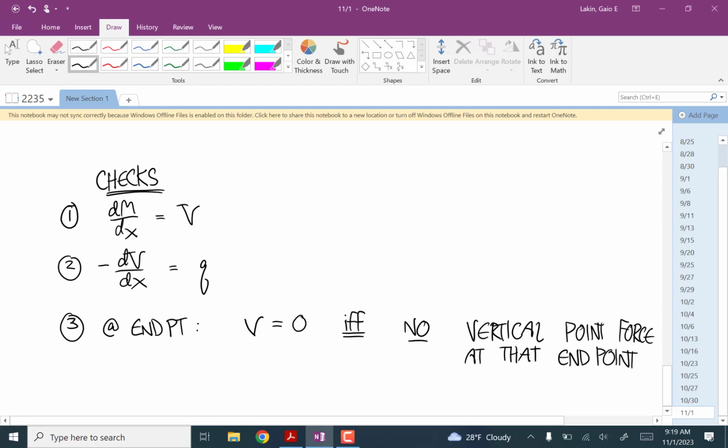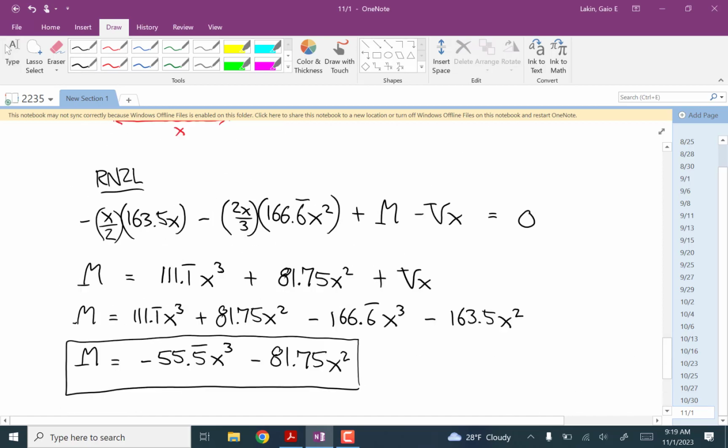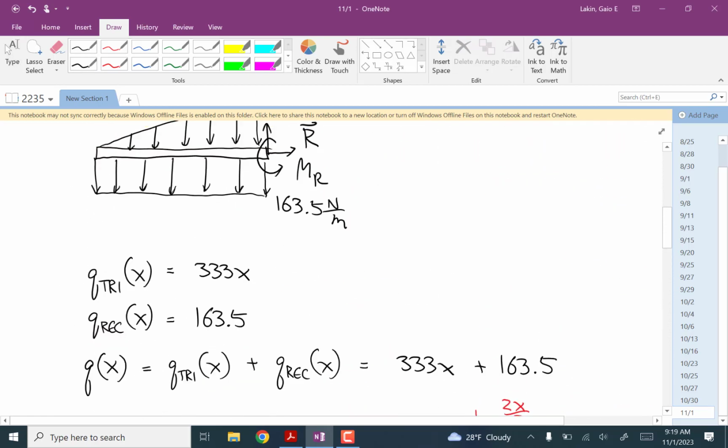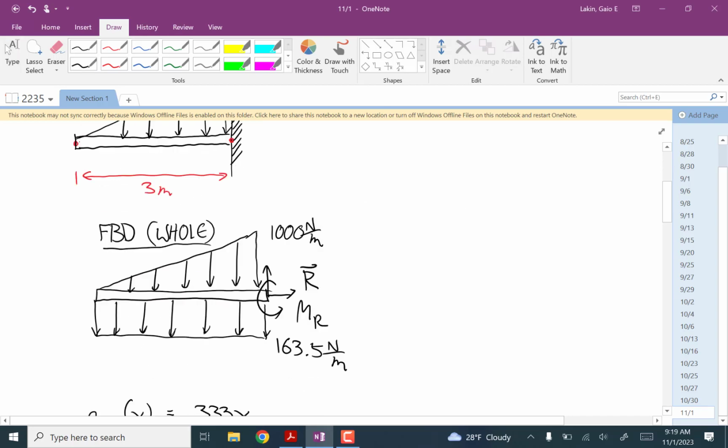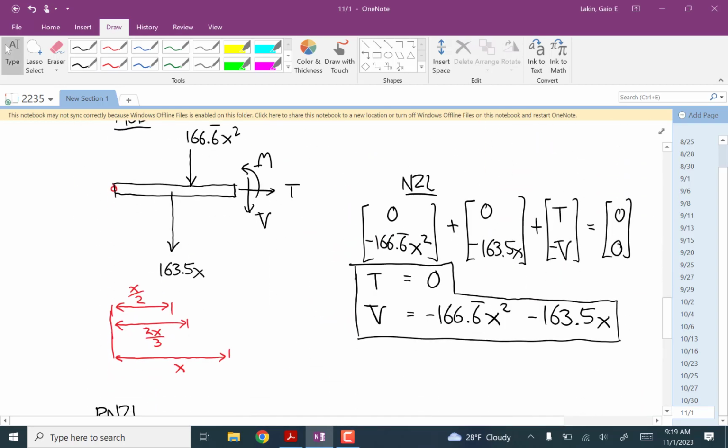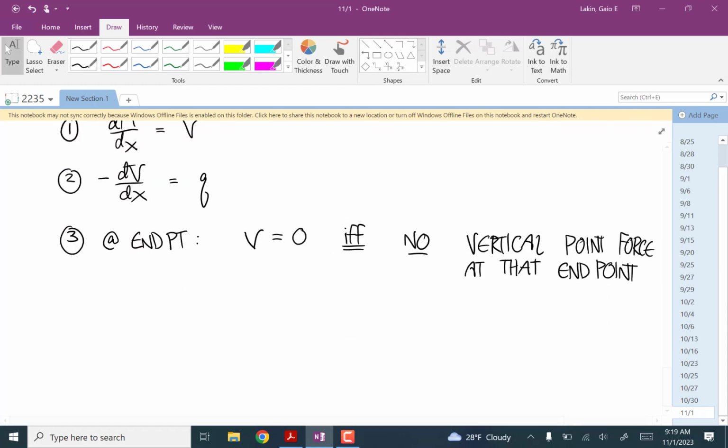what this is saying is, say you're looking at the left endpoint. There's no constants in your equations. So let's look at the left endpoint here. There's no vertical point force at that left endpoint, right? That says that the shear force at that point has to be equal to 0. Okay? And if there was a vertical point force there, your shear force would be non-zero.